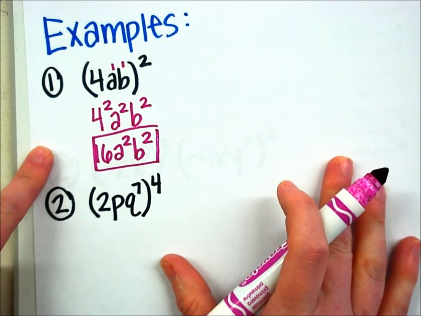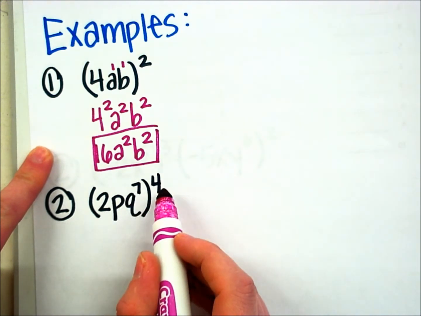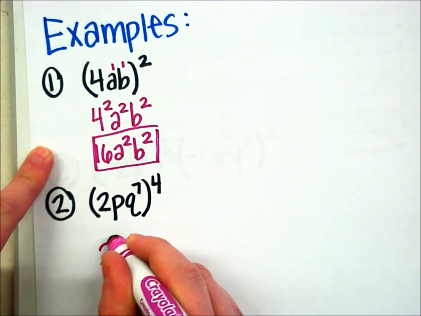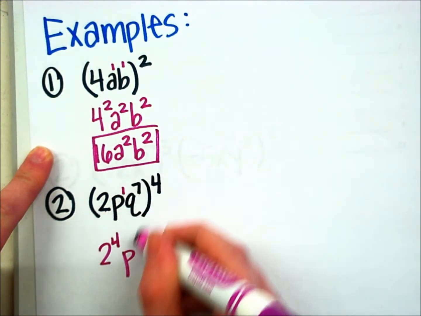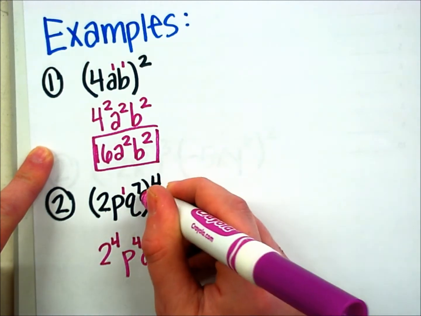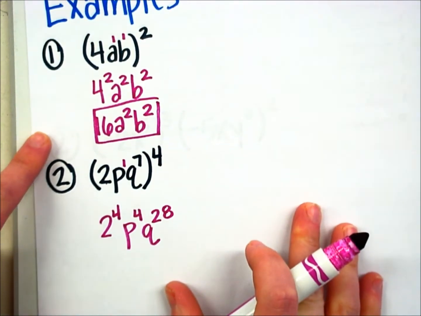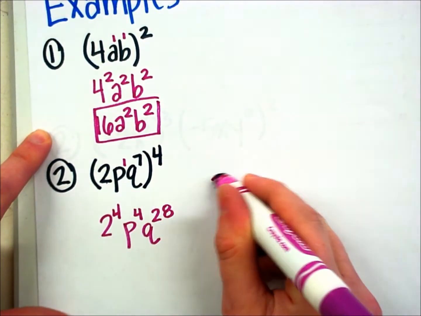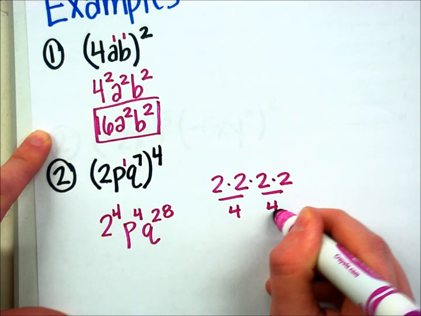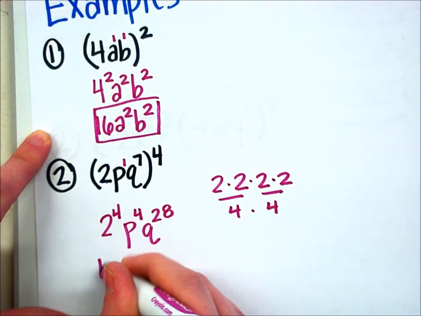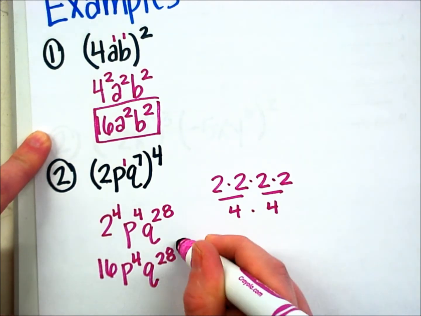In number 2, I have the quantity 2pq to the 7th power, all carried to the 4th power. So I'm going to carry the 2 to the 4th power, and that's the same as p to the 1st. So that'd be p to the 1 times 4, or 4th power, and q to the 7 times 4, or 28th power. And again, we can clean this one up a little bit too, because 2 to the 4th power, remember, means 2 times 2 times 2 times 2, so that's 4, and that's 4. So 2 to the 4th power should be 16. So that's 16 p to the 4th, q to the 28th power.